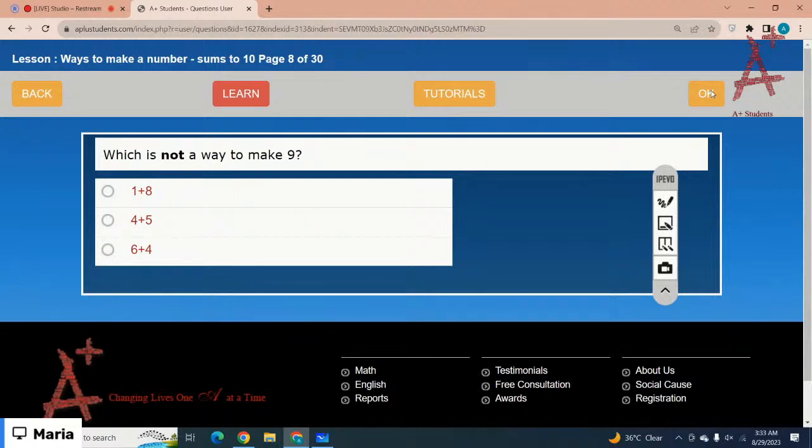Which is not a way to make 9? Which is the correct option? Not a way to make 9. 8 plus 1 makes 9. 5 plus 4 makes 9. So 6 plus 4 is the correct option, because 6 plus 4 makes 10, right?